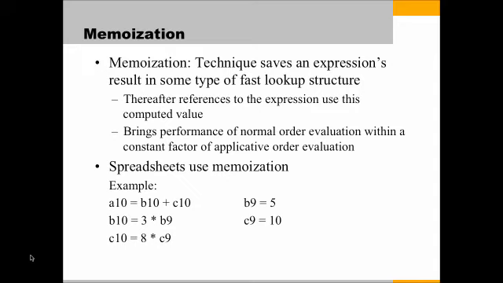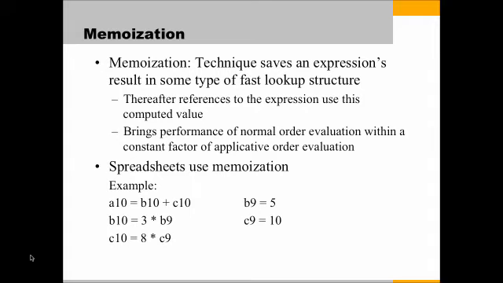As another example, spreadsheets use memoization. If you have the 5 equations that I have shown you here, and remember spreadsheets, the rows typically have numbers and the columns have letters. So I have 3 equations and then 2 simple cell values.